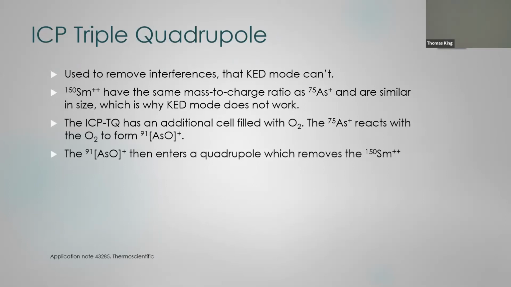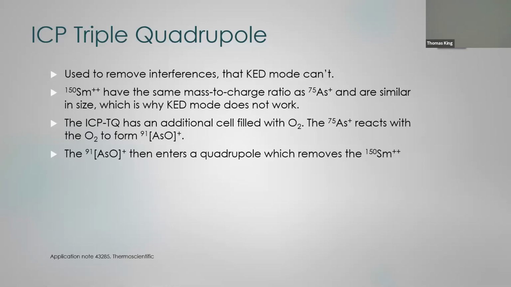Now this is the newer instrument. This allows us to remove interferences that the KED mode can't. It's an ICP triple quad. Here's an example of an interference. Doubly charged samarium has the same mass to charge ratio as 75 arsenic. But they're also similar in size. So the KED mode does not work on the doubly charged samarium.